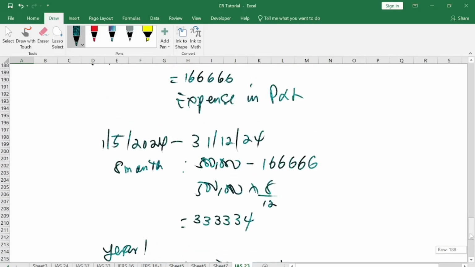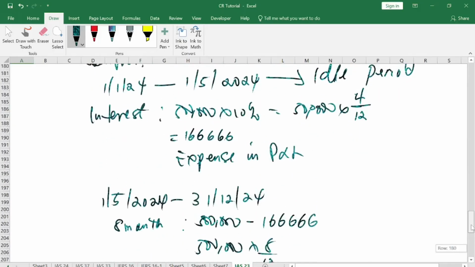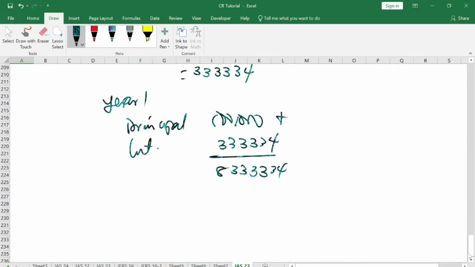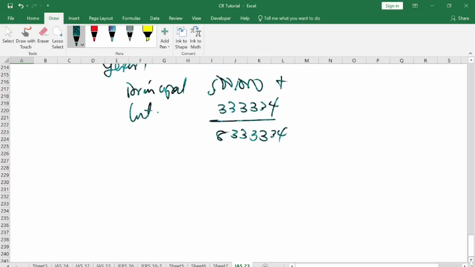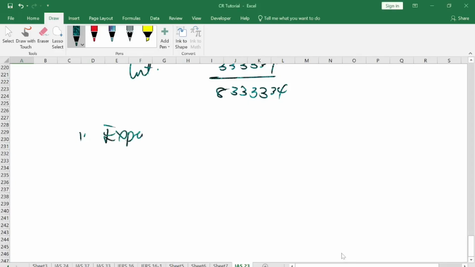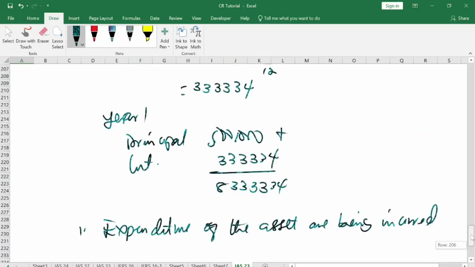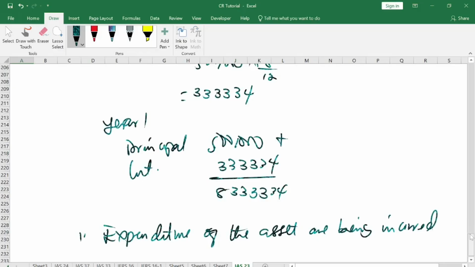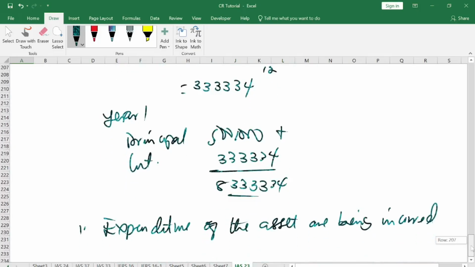So that's what we call the commencement date. When are you commencing and when are you capitalizing the interest on the loan to form part of the value of the asset? So the first condition is that expenditure on the asset is being incurred. Before you can calculate this interest and add it to the principal to form part of the value of the asset, that is when you will start.